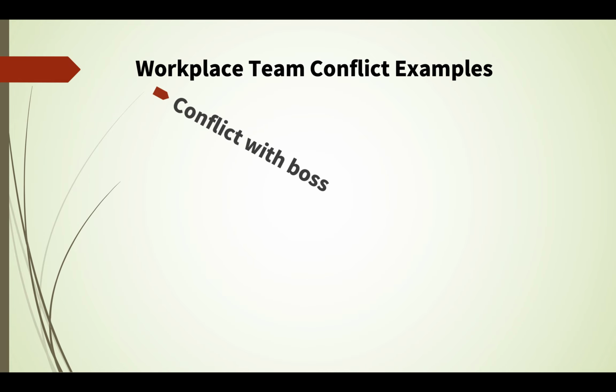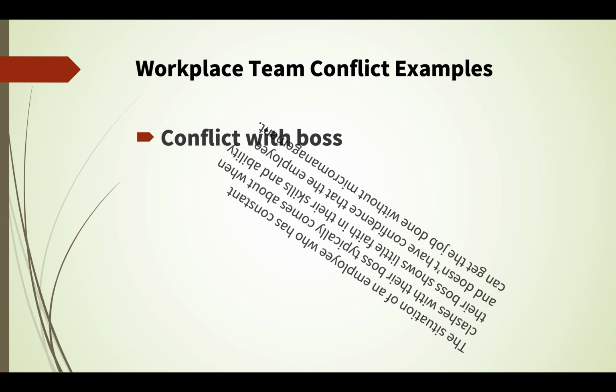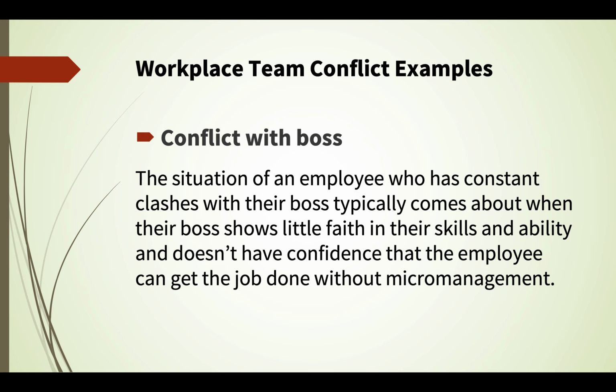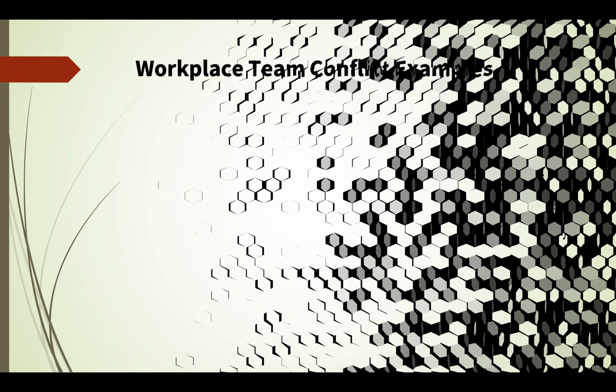So to start with, conflict with the boss. The situation of an employee who has constant clashes with the boss typically comes about when the boss shows little faith in their skills and ability, and doesn't have the confidence that the employee can get the job done without micromanagement. The individual may have been overlooked for promotion, or their boss may have different ideas about what the employee's role should be and a very different perspective of priorities and what needs to be done. That's quite a conflicting situation.